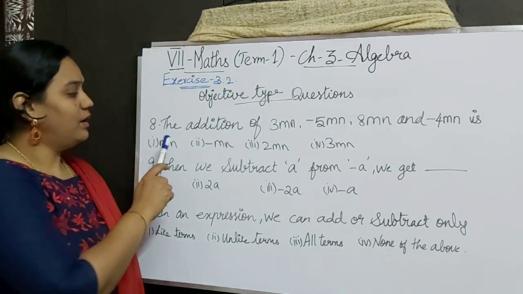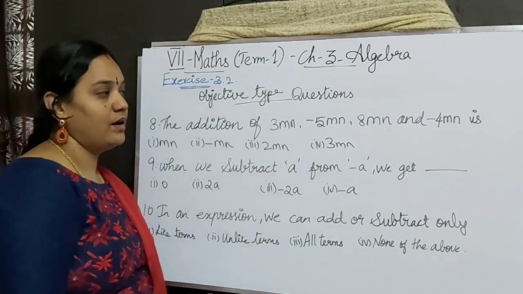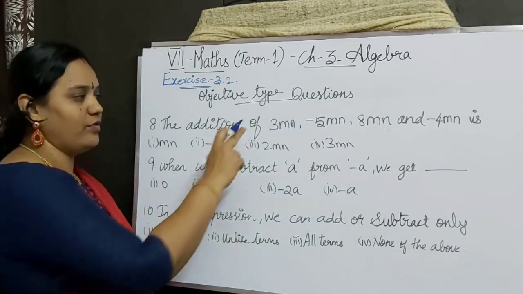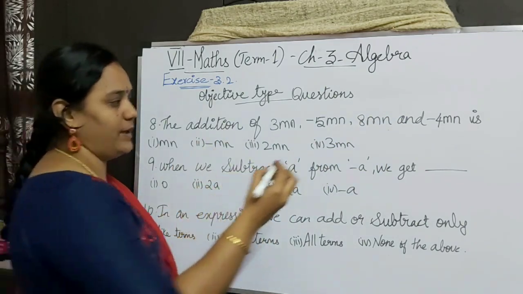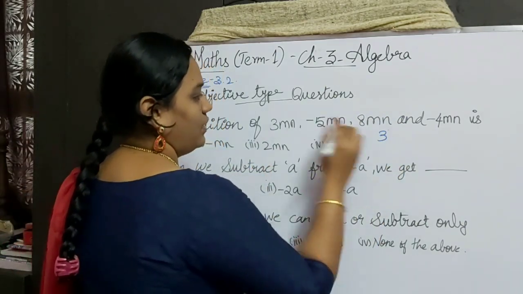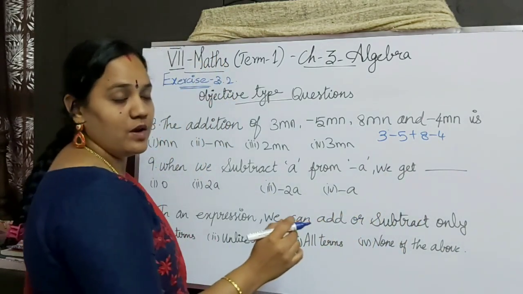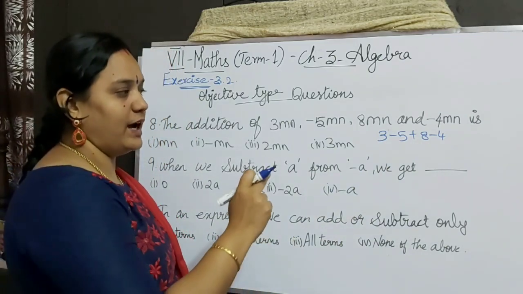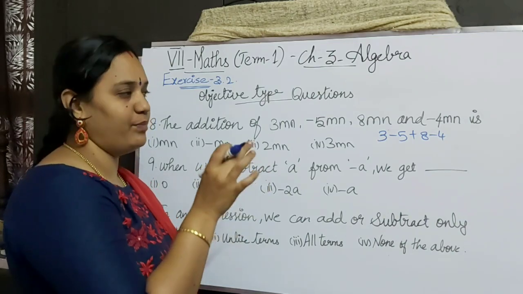The objective type questions. So 8th one: the addition of 3mn, minus 5mn, 8mn and minus 4mn. Now we are going to write the coefficients of the mn terms and add. So 3 minus 5 plus 8 minus 4. Whenever we have integers like this, what we have to do? We have to add the numbers having the same sign together and put the same sign.